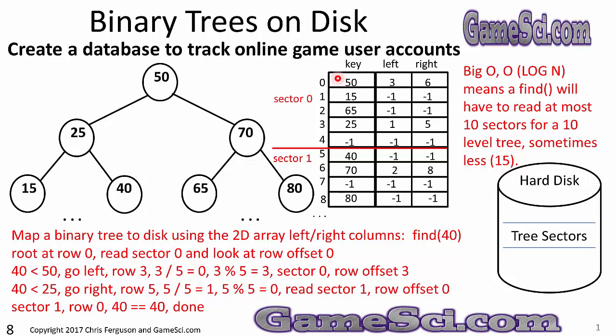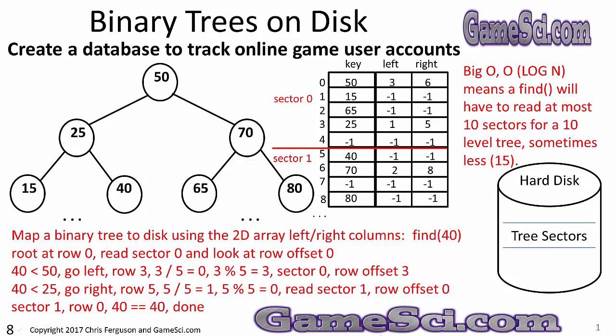We would start here at 50. 15 is less than 50, so we'd go to row 3. Row 3 is sector 0. It's already in RAM memory, so we'd go to row 3. Look at the 25. 15 is less than 25. So that says go to row 1. Row 1, the left child of 25, is in the same sector. Go to there and we'd find our 15. It turned out all 3 records we needed to look at were in sector 0. So after reading only one disk sector, we were able to find 15 in the tree.